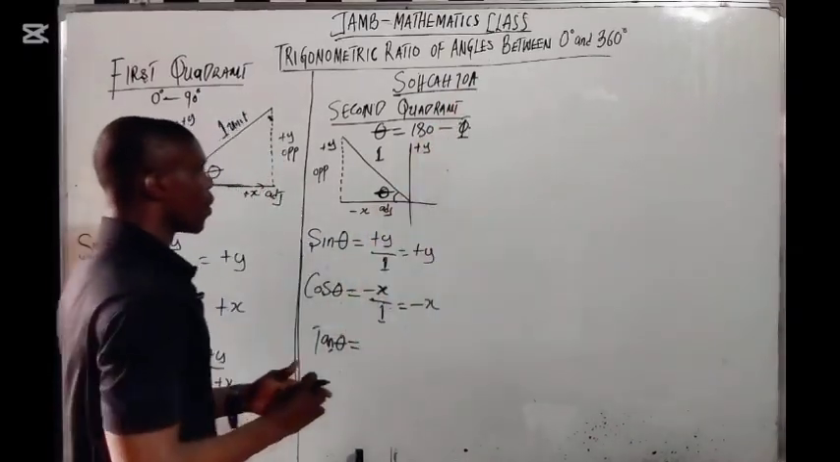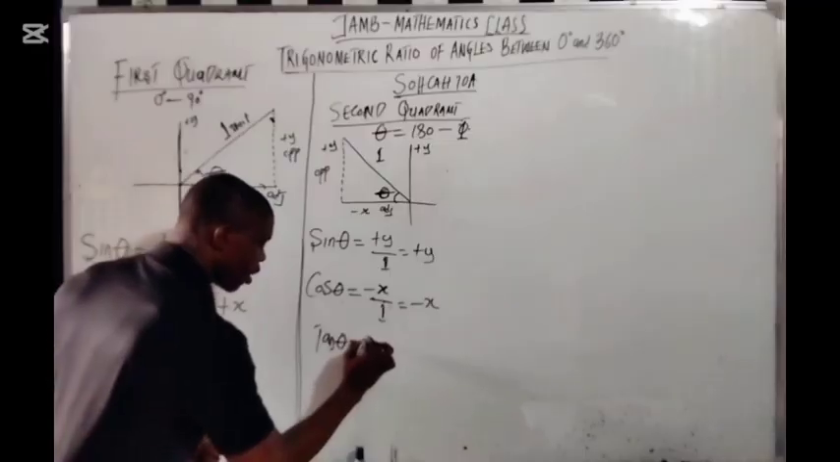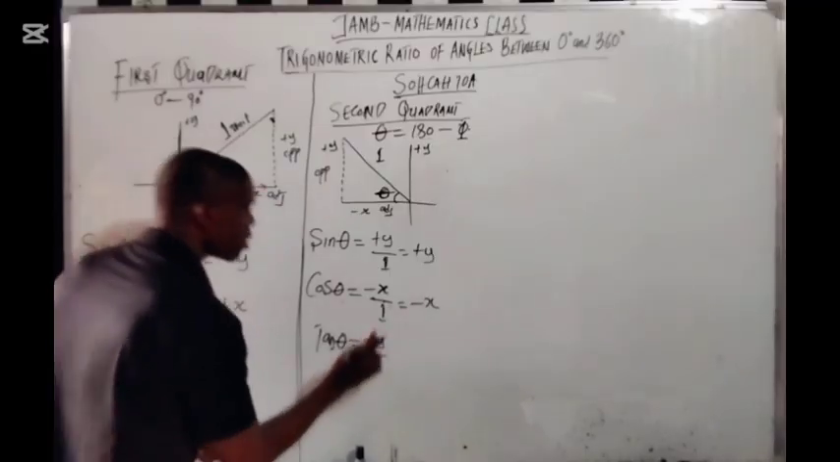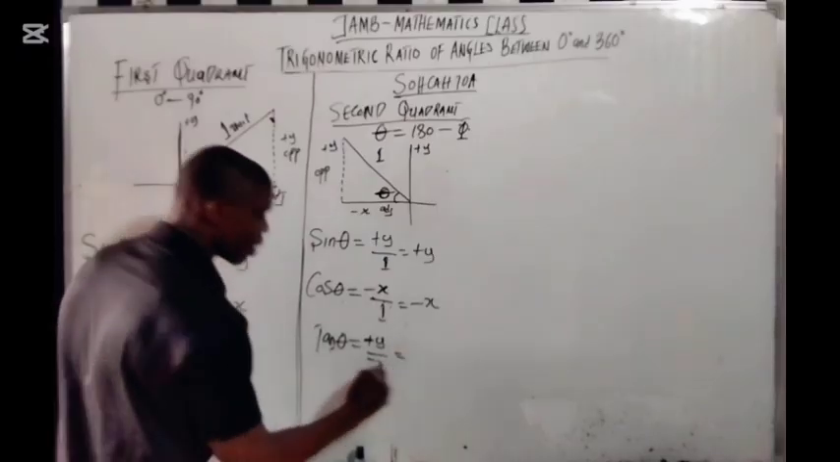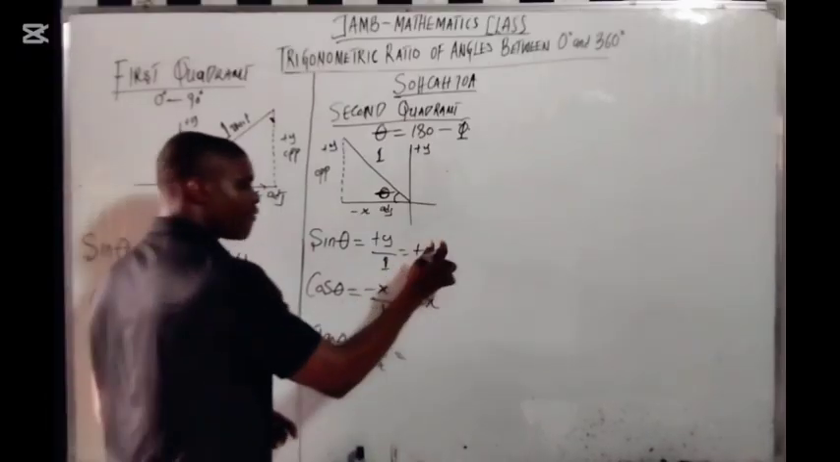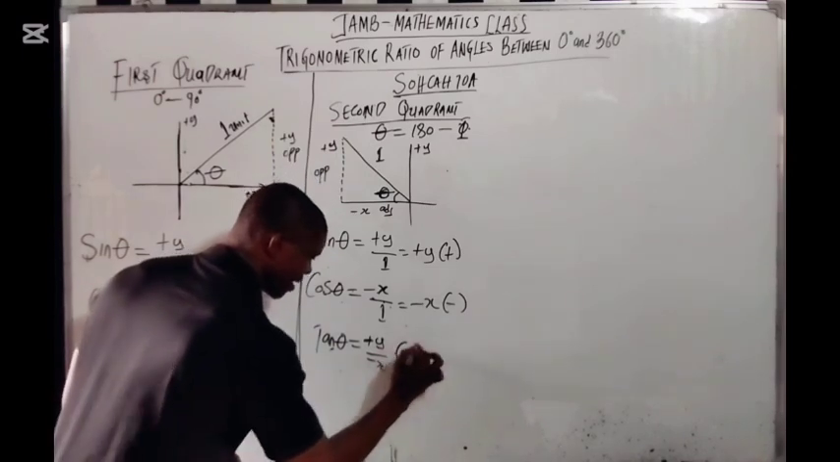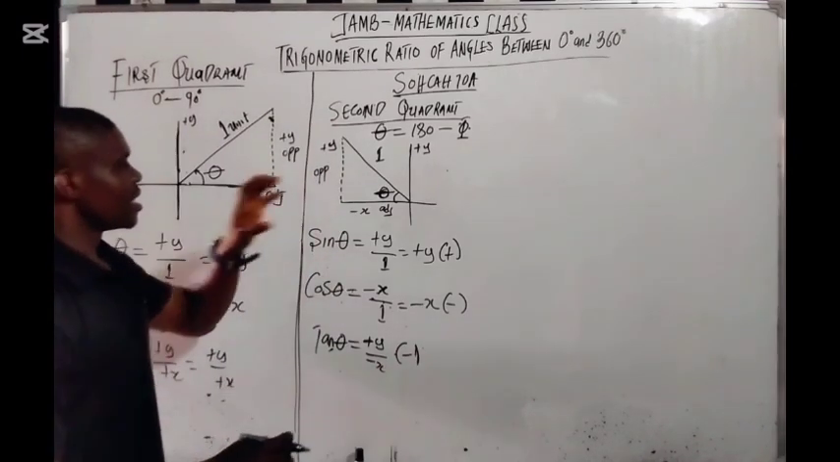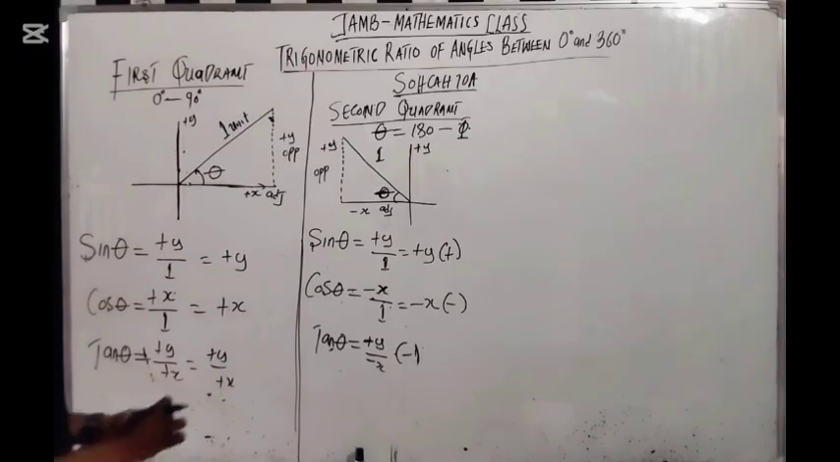Opposite over adjacent. Now what is my opposite? My opposite is plus y. My adjacent is minus x. Can you see that? X is still negative. So here you have positive, here we have negative, and here we have negative. Do you understand? So in the first quadrant, all are positive. But in the second quadrant, only sine is positive. Do you understand? This is what you need to understand here.